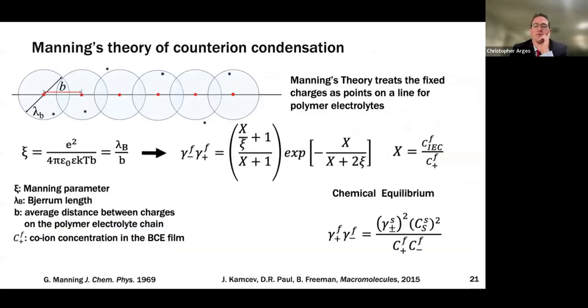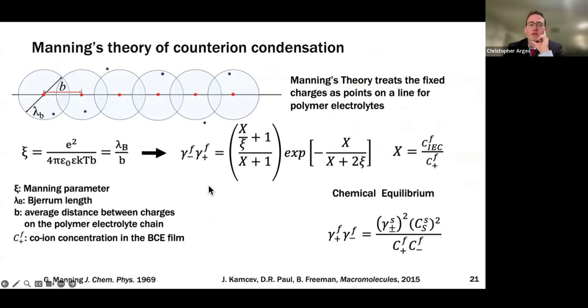So he came up with a very simple, elegant model. It doesn't need adjustable parameters, and it's based on two different things. One is this Greek letter here, I think it was psi, but we call it the Manning parameter, and it's a dimensionless parameter. It relates the Bjerrum length to the average distance between fixed charges, and then there's this x value here, which could be like the co-ion inclusion within the film.